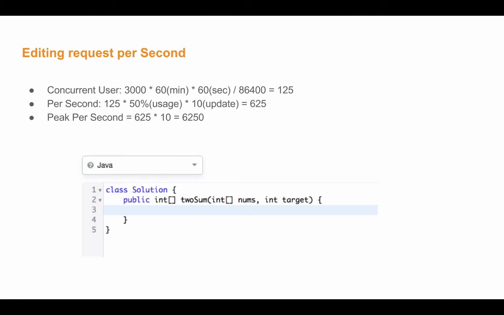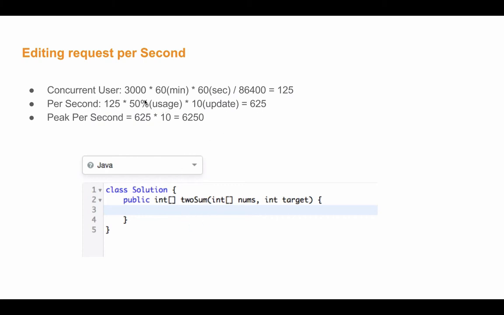The second thing is editing. This one is when people type their code, they will edit their code right here. At the same time, when I edit the code, probably my friends or other collaborators will also see my update. So this is the thing we have to consider.